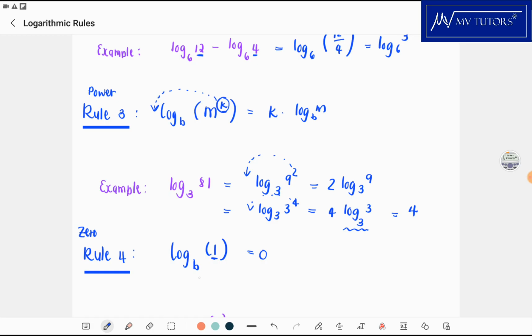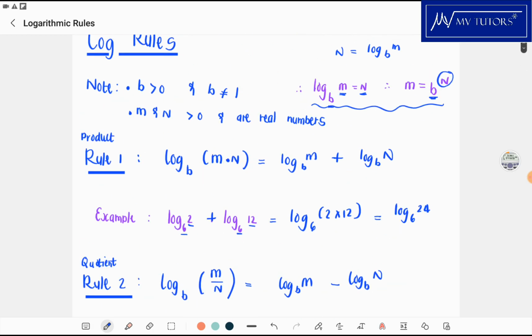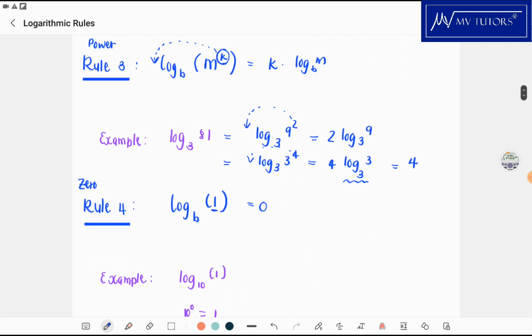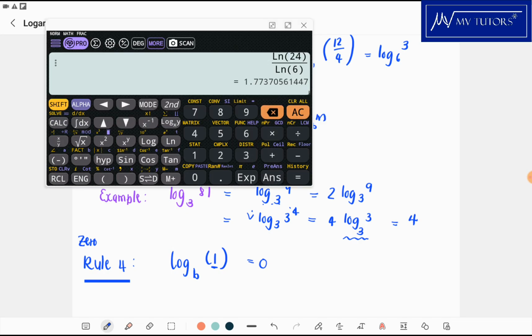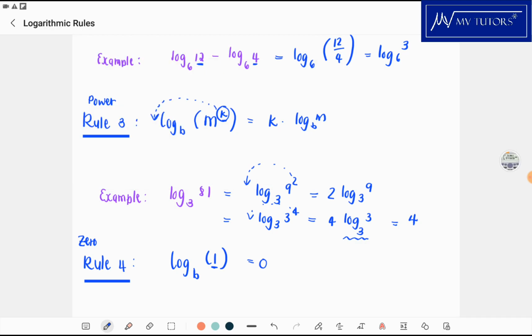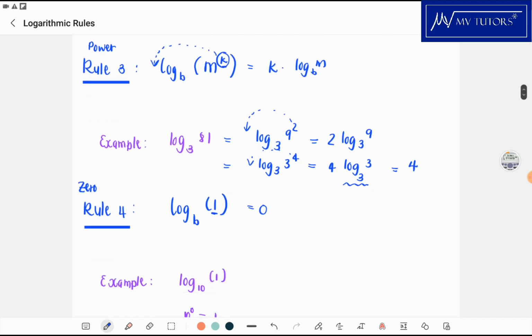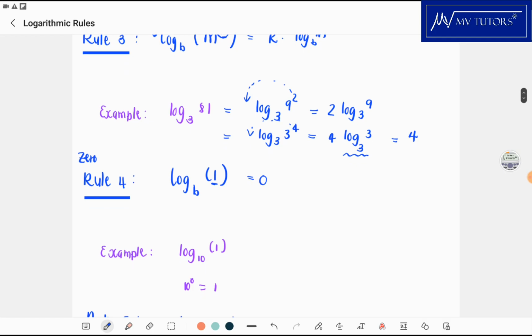And that is provided. Remember that what I told you about b? B has to be bigger than 0, and b cannot be equal to 1. Alright, so this is where this is applicable. Let's just test that out. Are you sure that the logarithm of 1 to any base, so if I chose 78 as my base, I get 0. If I chose 5 as my base, I get 0. So the logarithm of 1 to any base is always 0. Hence, it's called the zero rule. Okay, and then we're looking at this example.